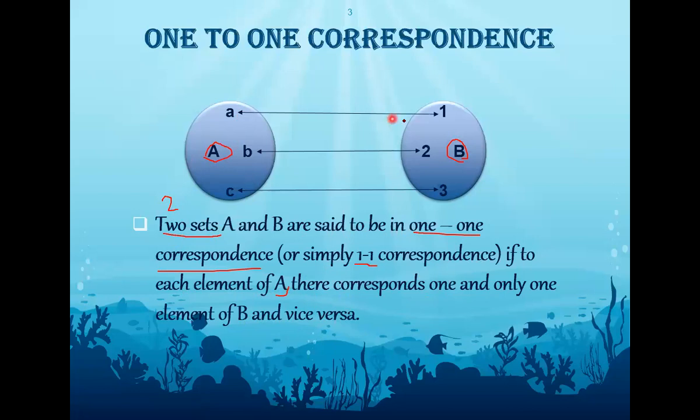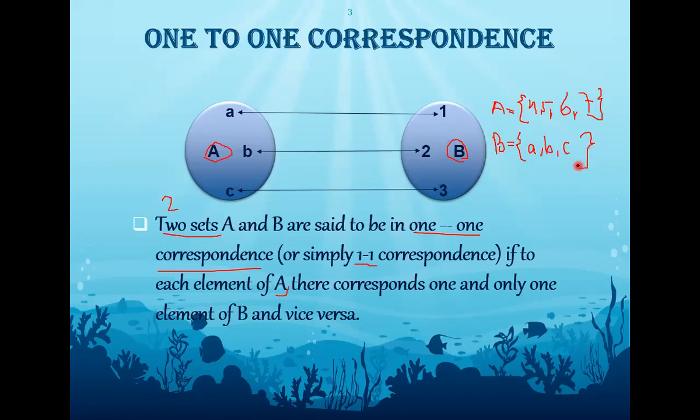Means if one element corresponds to another element, you will say that these sets are in one-to-one correspondence. Just suppose I am going to make the sets here. This is set A, which equals 4, 5, 6, and 7. And this is set B. Suppose the set B elements are a, b, and c.